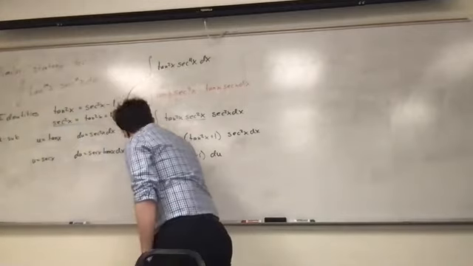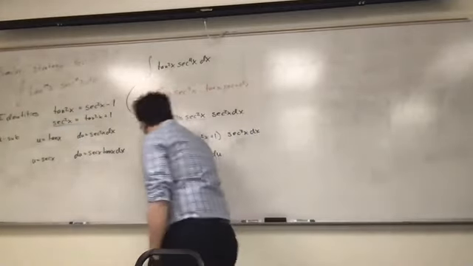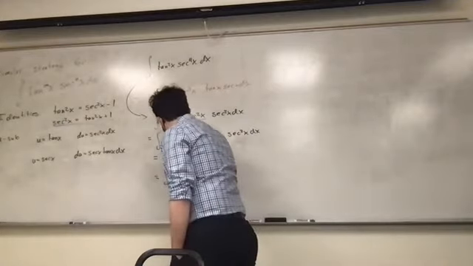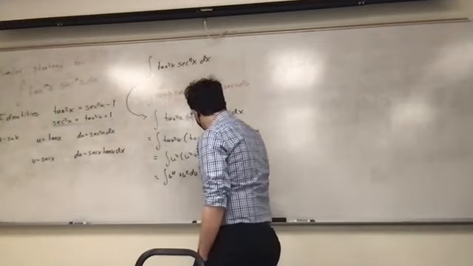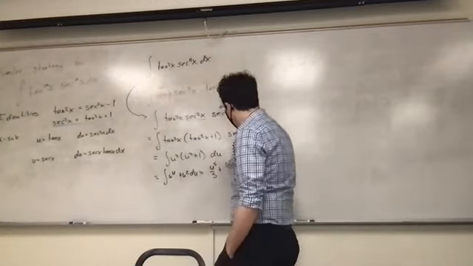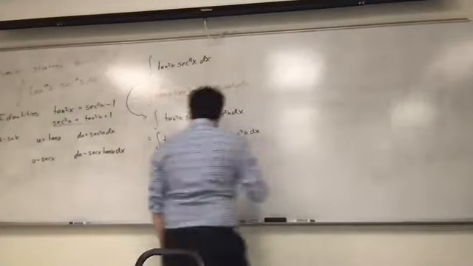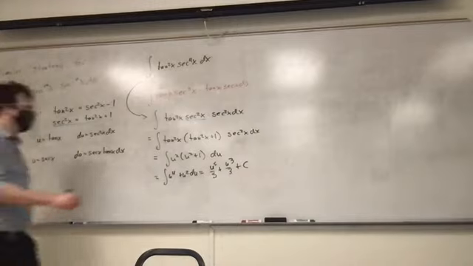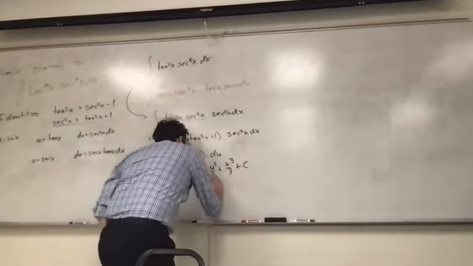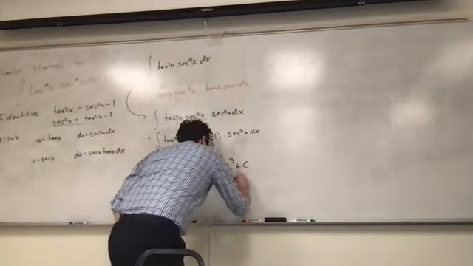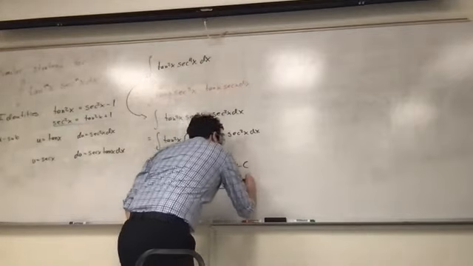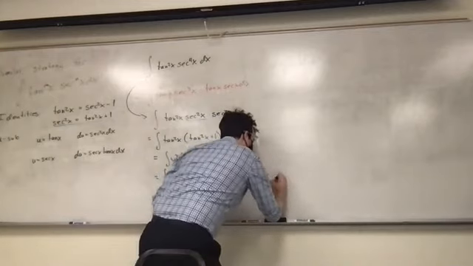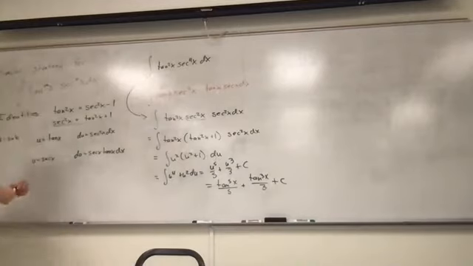So multiply u to the 4th and then u squared, power rule, u to the 5th over 5 plus u cubed over 3. And now we get to substitute back in. And u was tangent. So we get tangent to the 5th over 5 plus tangent cubed over 3 plus c.